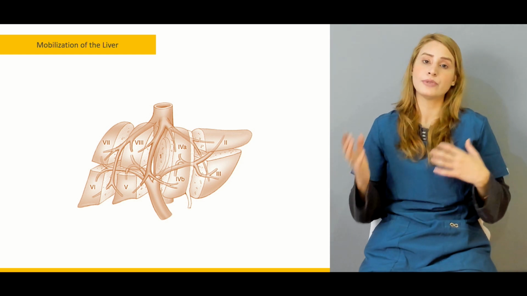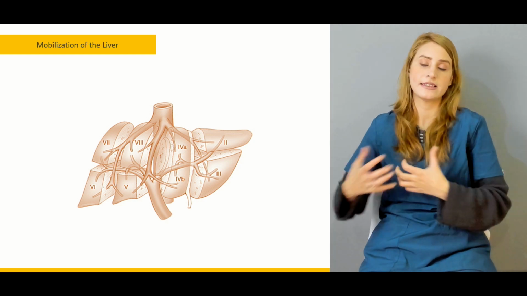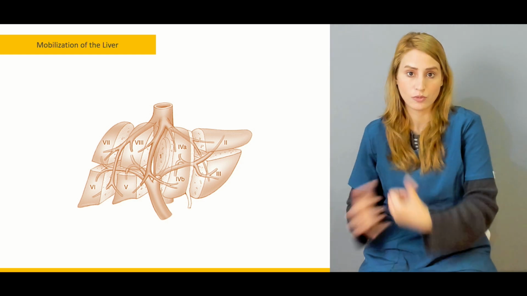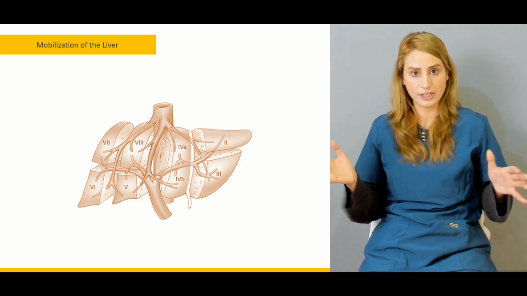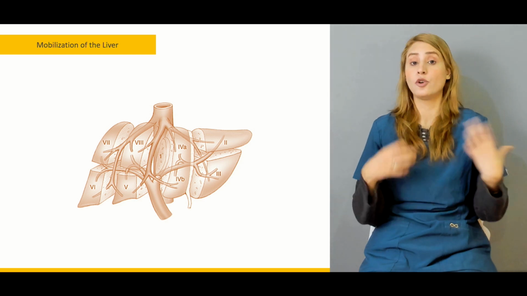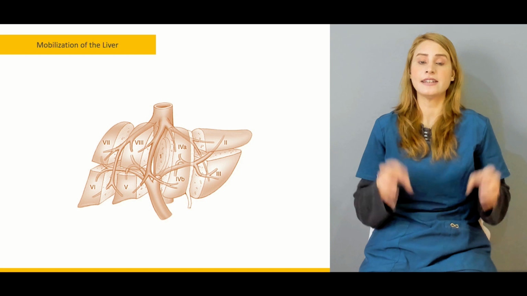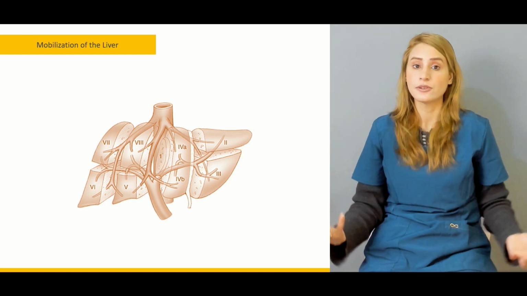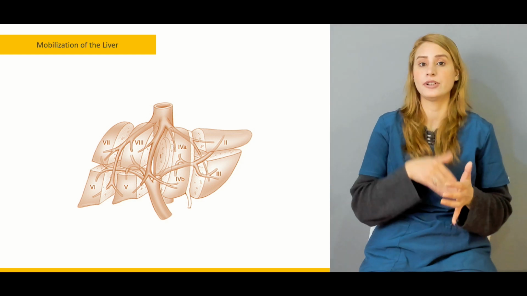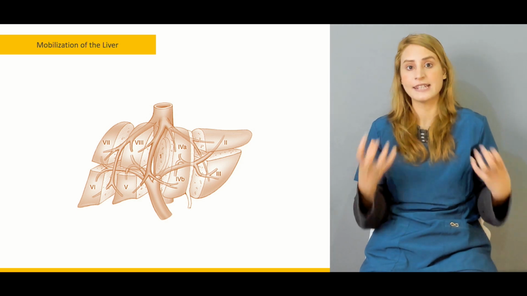You need to retract the right costal margin, and you need to retract the diaphragm above so that you get the right lobe of the liver sufficiently exposed. Then you have to open the lesser sac. So you get into the lesser sac, into the lesser omentum, and then into the liver bed, or the hilum of the liver. So the hilum of the liver is important.